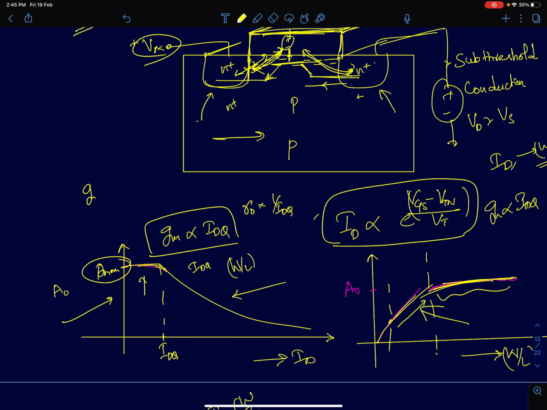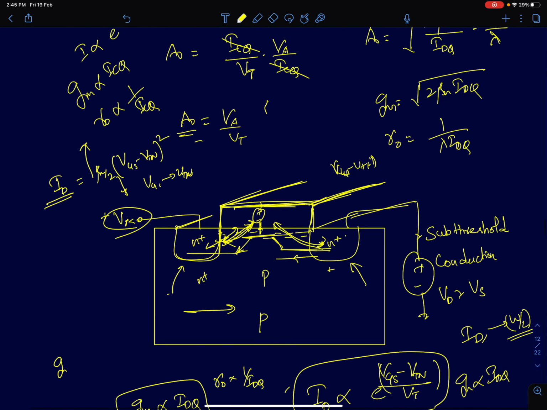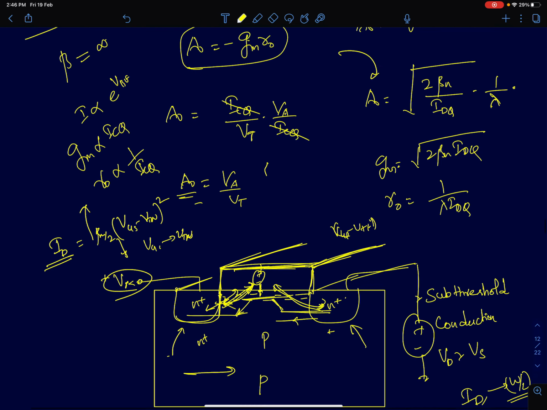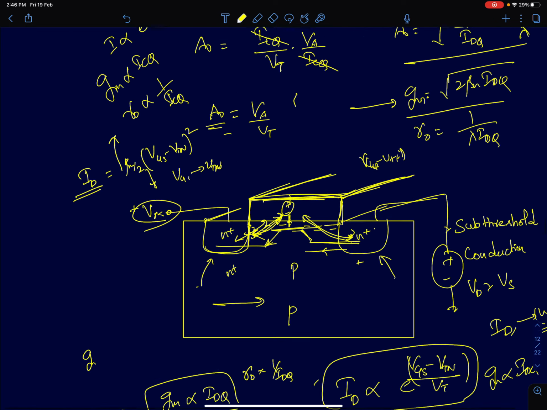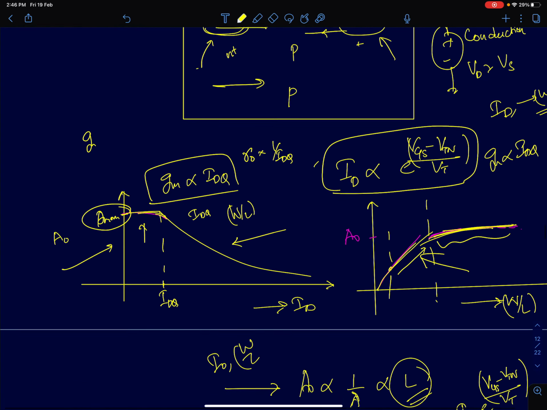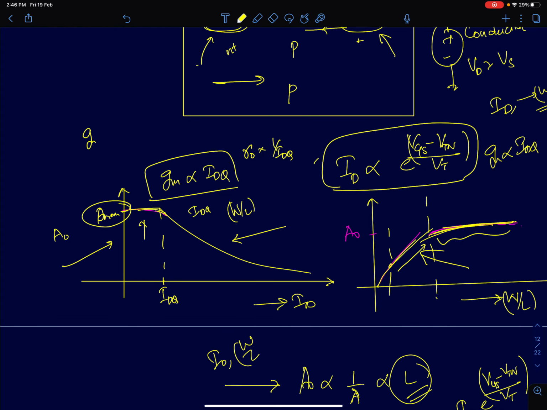Throughout this course, we will not go into subthreshold conduction. We will be using only these equations, which is the square law characteristics or the strong inversion assumption, throughout the course. So I have just presented this to give you an understanding. Probably in an advanced course, we will go deeper into this.